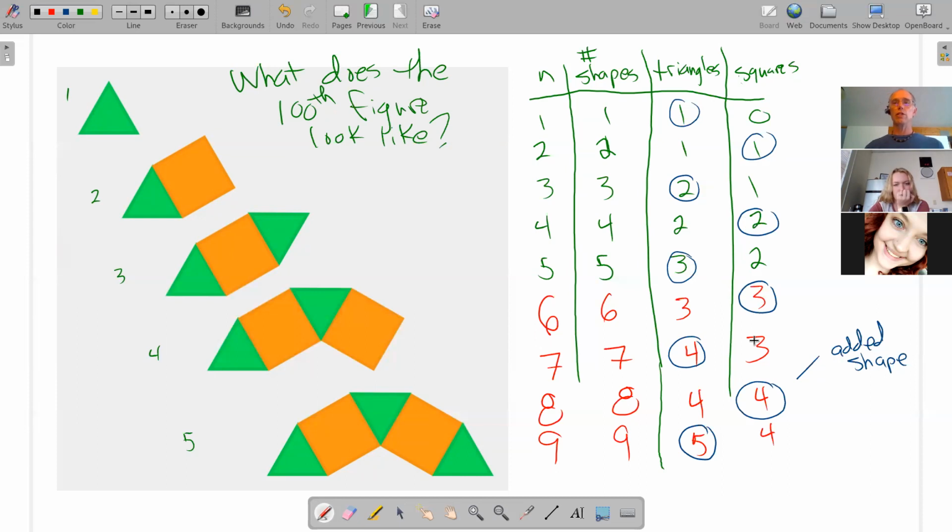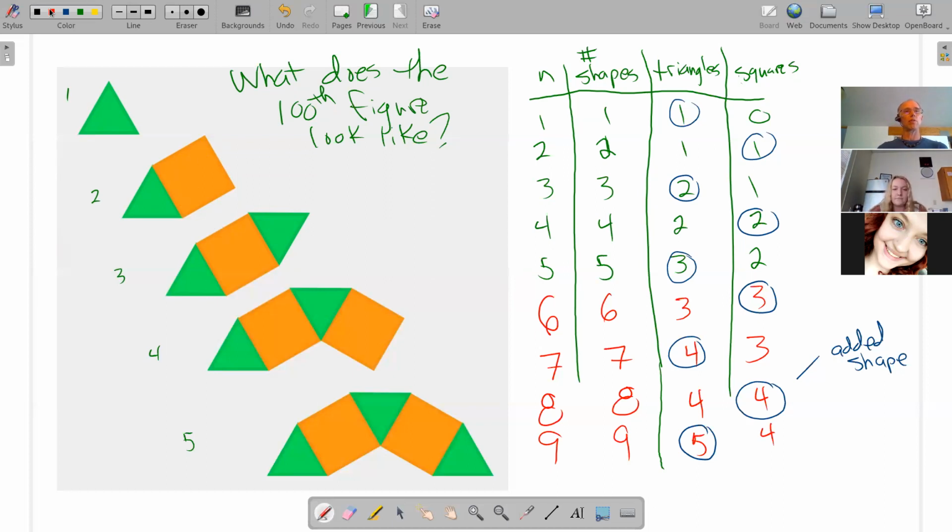Let's see, I ended in a square on the second shape, right? I ended in a square on the fourth shape. What do you think, Lexi? Well, obviously, every other one. So is the 100th going to be a square or a triangle at the end? I think it's going to be a square, because the pattern I'm seeing is all the evens end in a square. You add a square every even number, every other one starting with 2, which makes it always even.